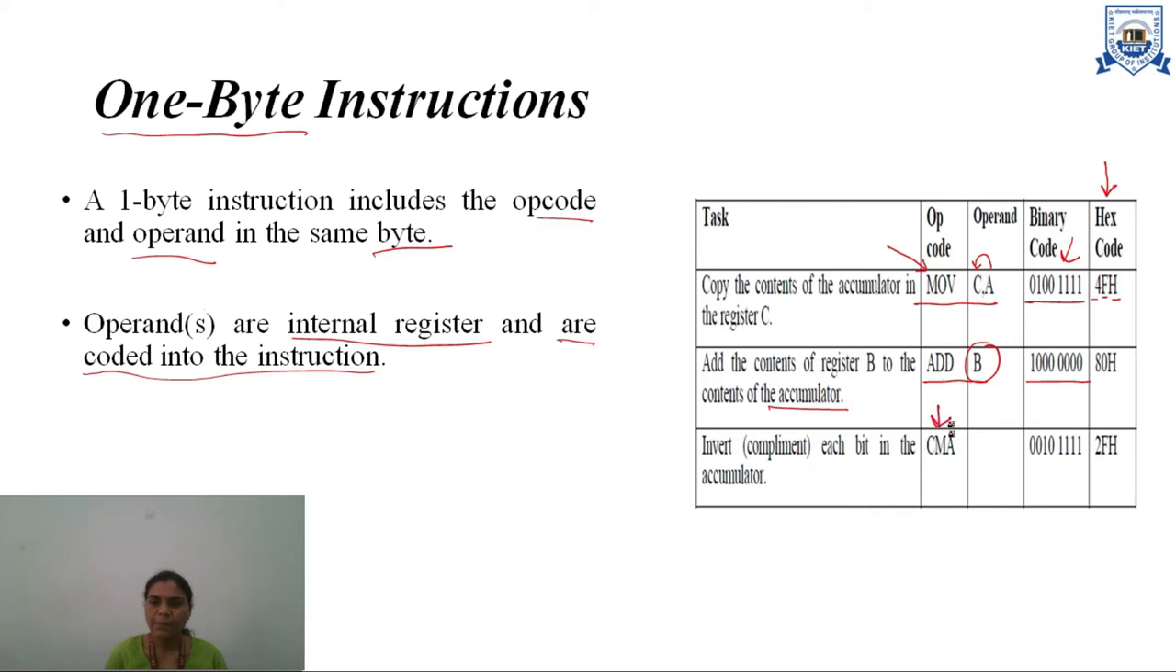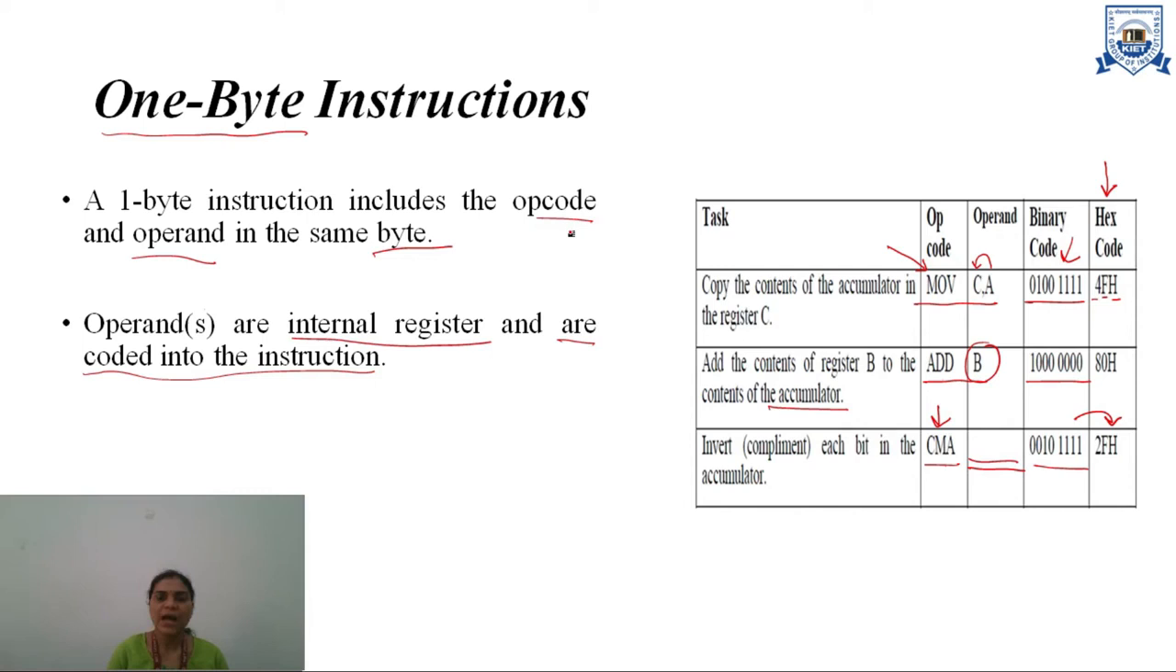Next, invert or complement each bit in the accumulator: the CMA command. In the CMA command, no operand is specified here. It has only an opcode. So the opcode is defined by 8 bits. That's why it is a 1 byte instruction. And now this binary code can be converted into hexadecimal, and this is the hex code for this instruction. So these are the examples for the 1 byte instruction format.